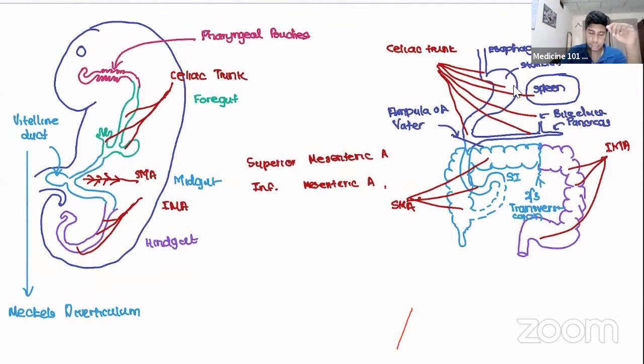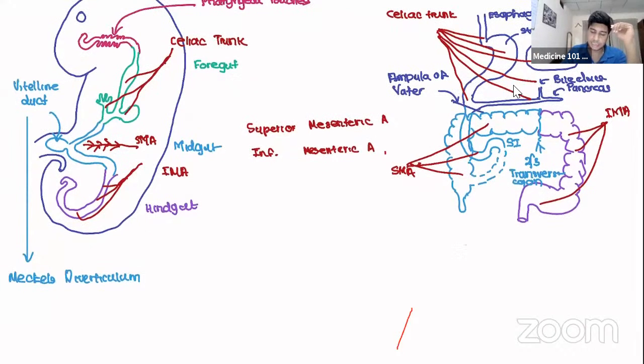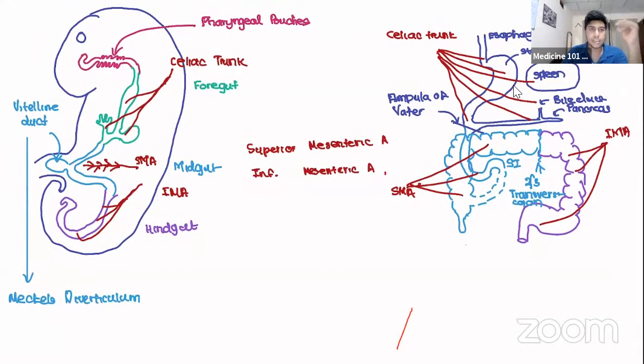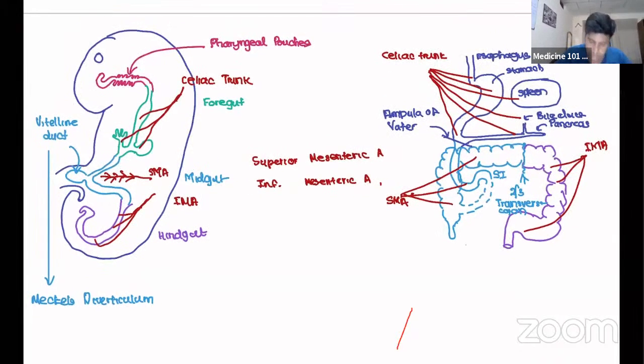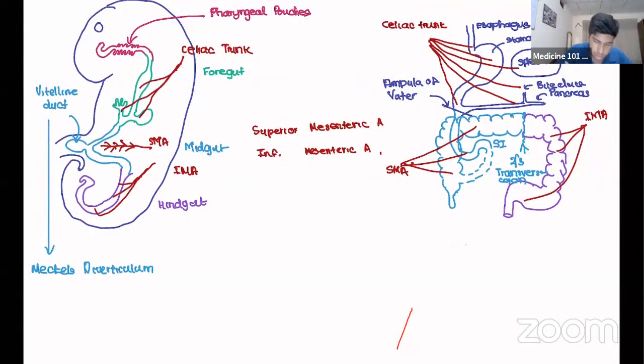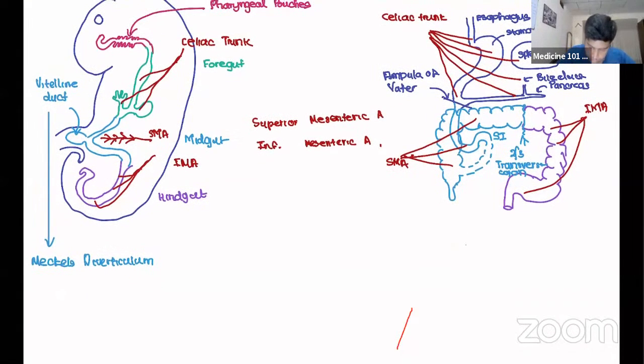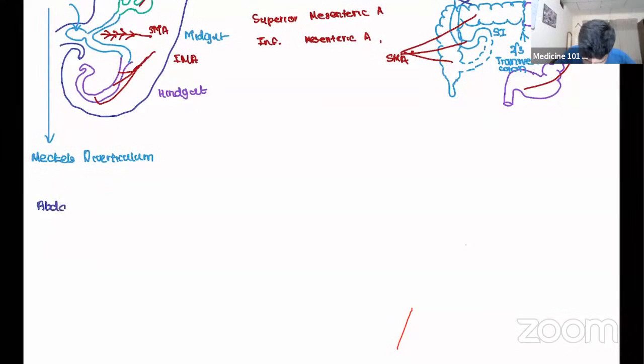The reason I did the embryological structures is so that you can remember this better. You can understand why the liver is supplied by the celiac trunk, and which regions of the small intestine are supplied by the superior mesenteric artery. That's it for the introduction to the blood supply. Next, let's take a look at the abdominal aorta.